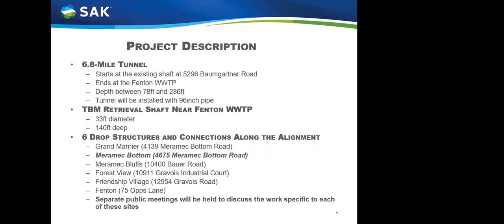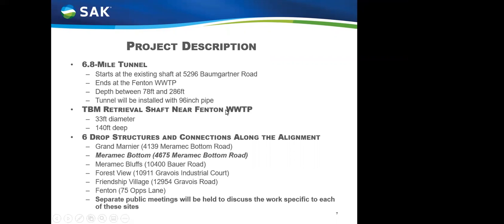The tunnel itself is 6.8 miles long. It starts at an existing shaft at the end of an existing tunnel on Baumgartner Road, just east of Lemay Ferry, and the tunnel ends at the Fenton wastewater treatment plant site. It's about 80 feet to 290 feet deep. And after the tunnel's excavated, it'll be lined with a 96-inch diameter pipe. And the pipe will be what conveys the flow to the Lower Meramec plant for treatment.